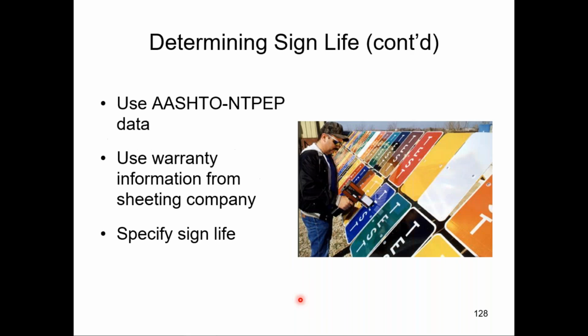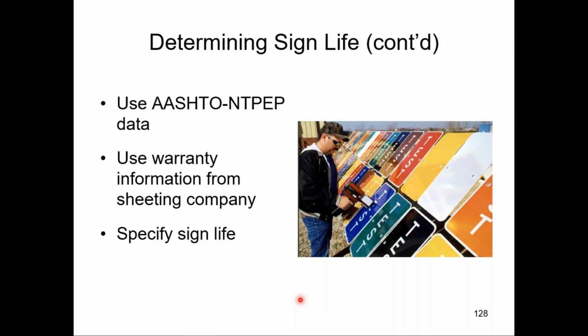AASHTO, the American Association of State Highway and Transportation Officials, has data from evaluating a variety of products. And here you see what looks like an inspector with one of the older types, the Delta retro gun, checking the retroreflectivity of a blue and white test panel on a sign rack.